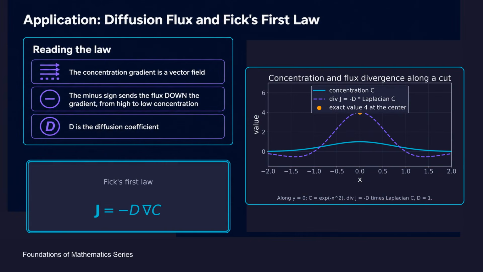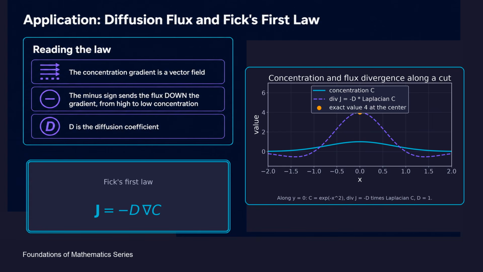Here is where these operators earn their keep in materials science. Fick's first law states that the diffusion flux, J, equals minus D times the gradient of the concentration C. Read it term by term. The gradient of the concentration is a vector field pointing toward higher concentration. The minus sign reverses it, so the flux runs down the gradient from high concentration to low, which is exactly what diffusion does. And D is the diffusion coefficient, setting the scale.